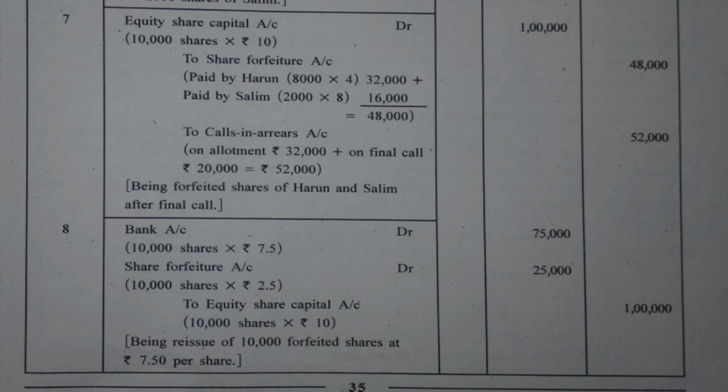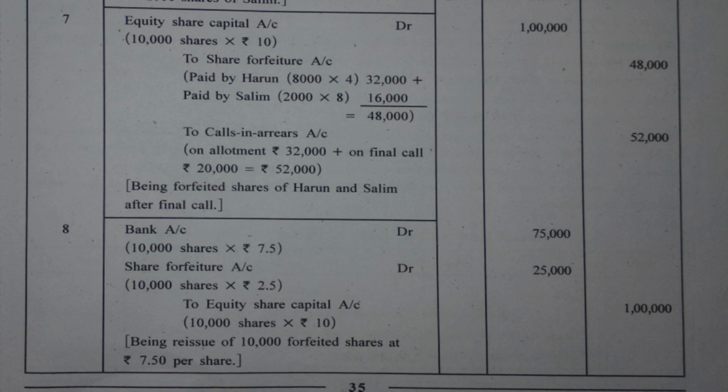So what are we writing in share forfeiture account? Obviously, the amount which is paid by the shareholder. So Harun here has paid only application money. So 8,000 into 4. He did not pay allotment money and even did not pay final call money. So allotment rupees 4, final call rupees 2, making it 6. Out of 10 rupees, 6 rupees is not paid by him. And remaining 4, only application money is paid by him for 8,000 shares held by him. So 8,000 into 4, 32,000.